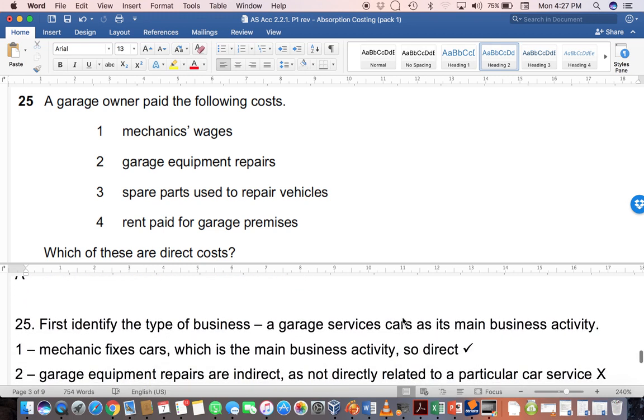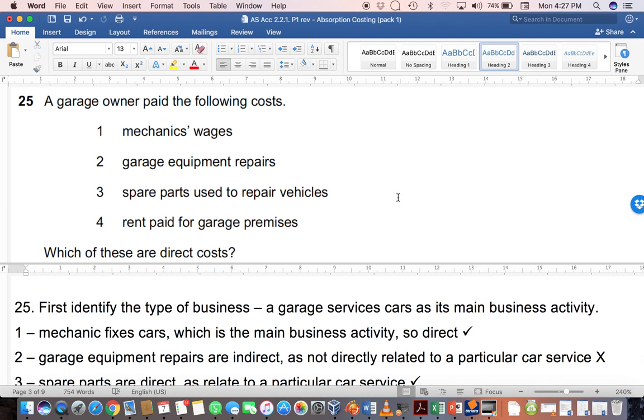Question 25. A garage owner paid the following costs: mechanics' wages, garage equipment repairs, spare parts used to repair vehicles, and rent for the garage premises. Which of these are direct costs? Well, firstly, we need to make sure that we understand what type of business we are actually referring to here. Otherwise, you're going to get very confused. For example, mechanics' wages could be seen as an overhead cost of somebody who's simply going to fix the machinery in my factory.